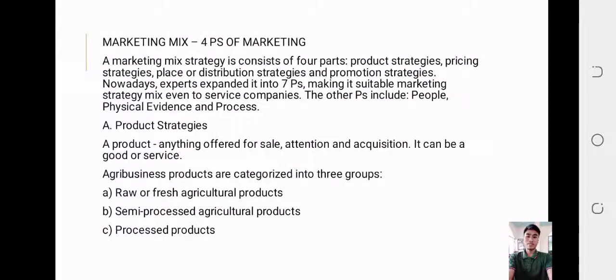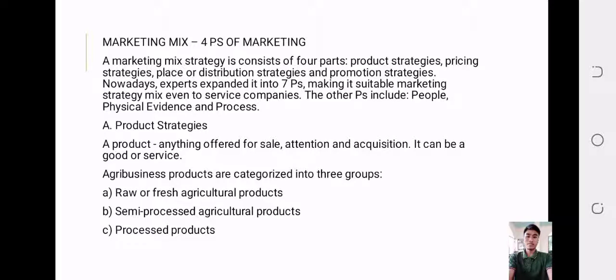Marketing mix, the 4 P's of marketing. So the marketing mix strategy consists of 4 parts: product strategy, pricing strategy, place or distribution strategy, and promotion strategy. Nowadays, it has expanded into the 7 P's of marketing, a suitable marketing strategy mix for service companies.